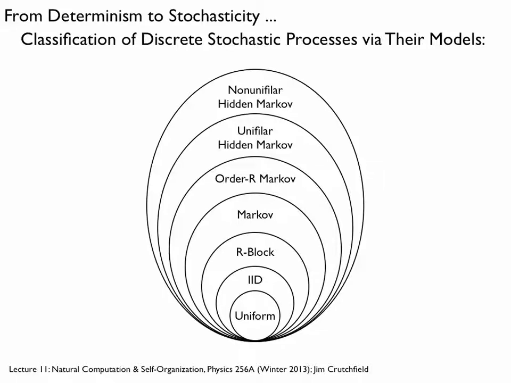We have uniform processes, IID processes, R-block processes, order-R Markov, unifilar, and then non-unifilar. What I mean here is that every process that can be represented by an R-block process can be represented by a Markov process, and so on. Every unifilar process can be represented as a non-unifilar one. And then there are more processes.